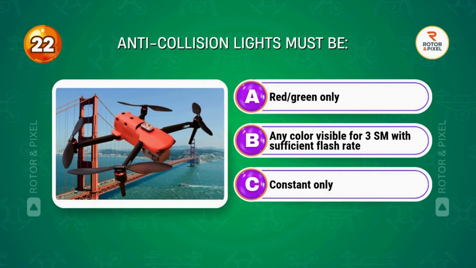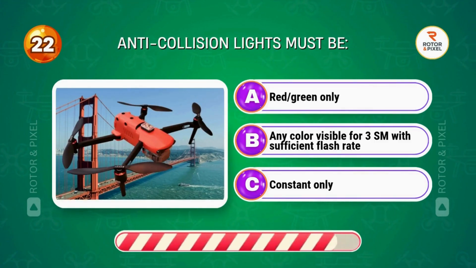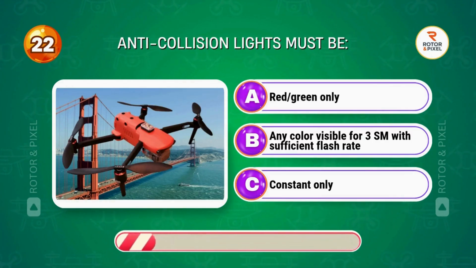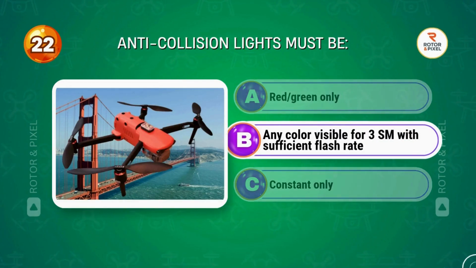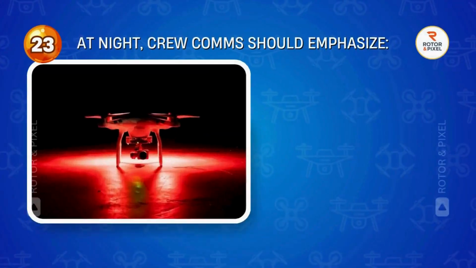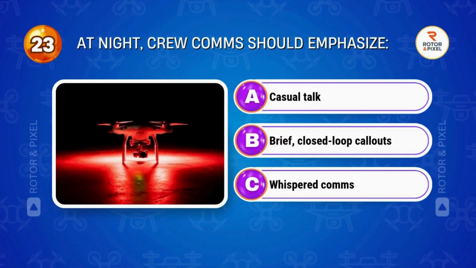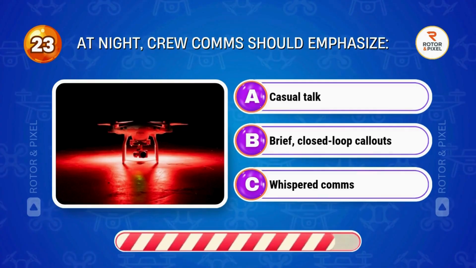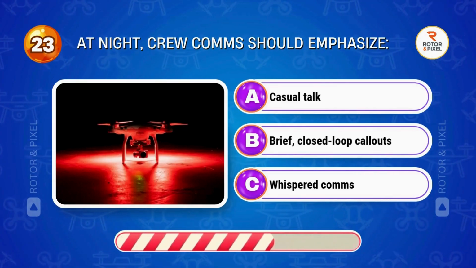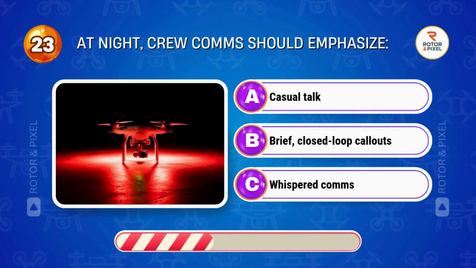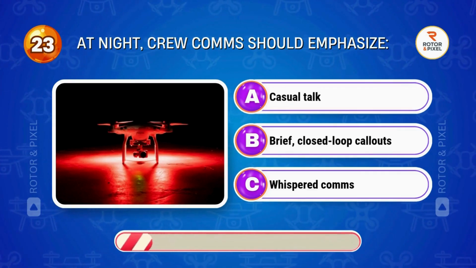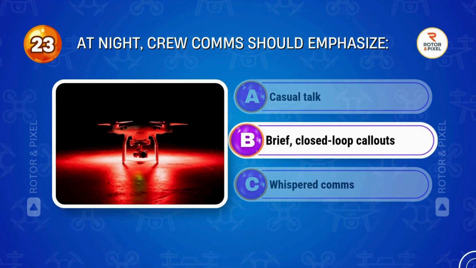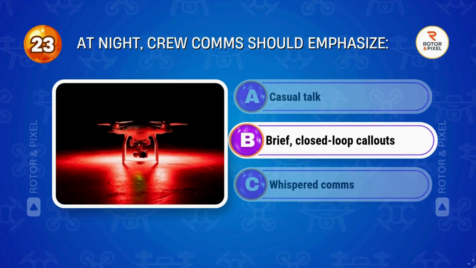Anti-collision lights must be Answer B, any color visible for 3 seconds with sufficient flash rate. At night, crew comms should emphasize Answer B, brief, closed-loop callouts.